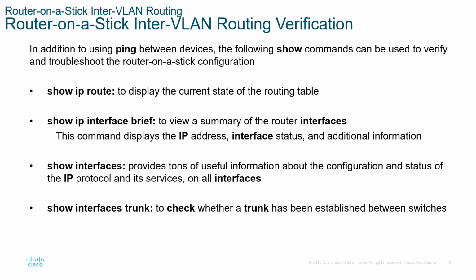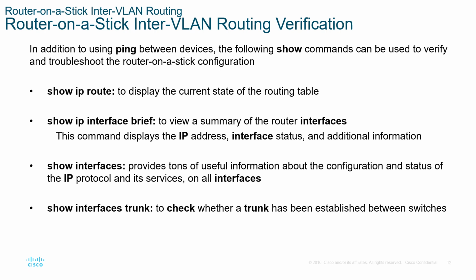In addition to using the ping command between your devices, the following show commands can be very useful to verify and troubleshoot the router on a stick. Show ip route is going to display the current state of your routing table, so it tells you everything your router knows. So if you look at your routing table and you're missing either the 10, the 20, the 30, or the 99, you have to go back and troubleshoot. Okay? Show ip interface brief, one of my favorites. View a summary of your router's interfaces. This command will display the IP address, the interface status, and additional information. This is going to tell you whether those sub-interfaces are up or down.